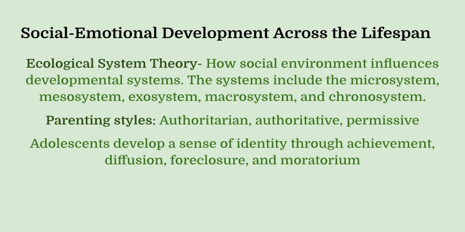Researchers have identified 3 different parenting styles. Authoritarian is a high demand for control and low levels of warmth, so being like a super strict parent. Authoritative is high expectations combined with warmth. And permissive is warm parenting but setting very few rules, so like the opposite of strict. And adolescents develop a sense of identity through achievement, diffusion, foreclosure, and moratorium.